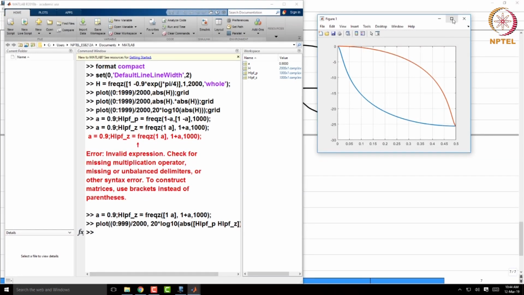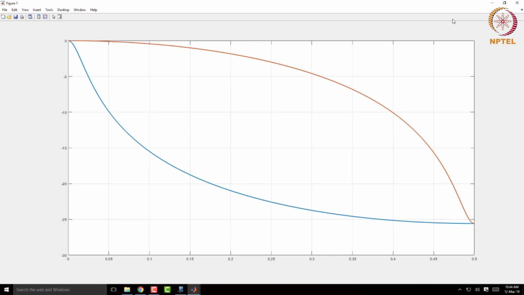So now you see exactly the picture similar to what I had drawn by freehand. So this blue curve is the low pass filter using a single pole. The radius was 0.9, and the red curve is the high pass filter, and this 3 dB bandwidth is clearly much narrower than this, whereas here the 3 dB bandwidth is pi by 2 roughly, and you can also see that here.